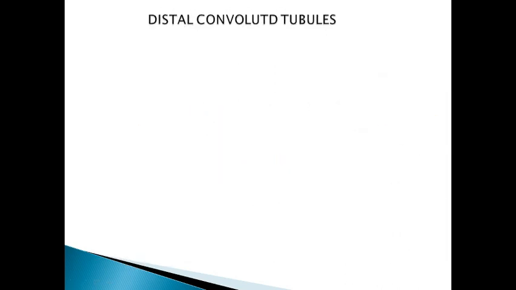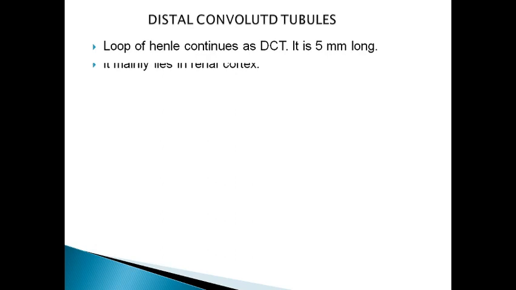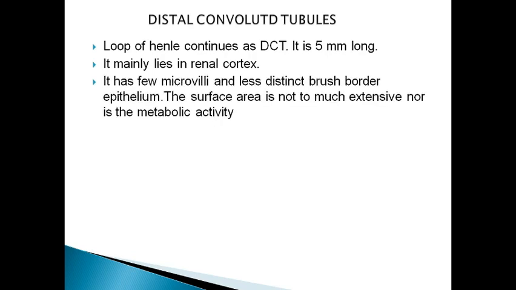So after the thick portion of the ascending limb, the next portion of the nephron is the distal convoluted tubule. Again, convoluted refers to something which is not straight, so from the word it is very clear that this segment is not a straight segment but a convoluted, congested kind of segment. It is about 5 millimeters in length, and the main thing to remember here is that it lies in the renal cortex. It is not present in the medulla, it is present in the renal cortex.